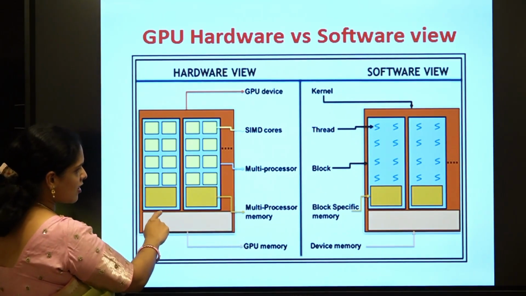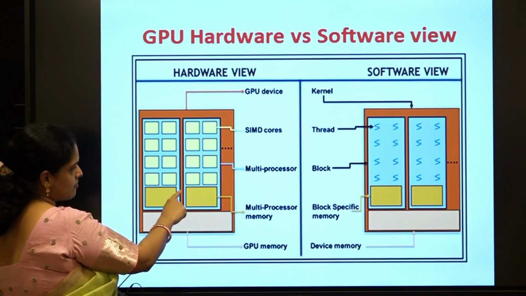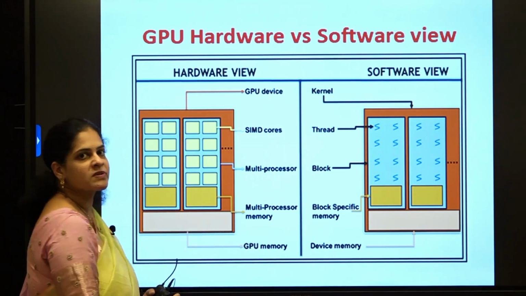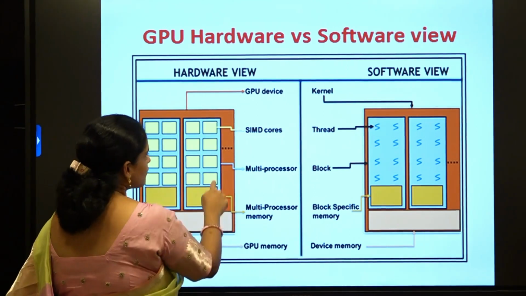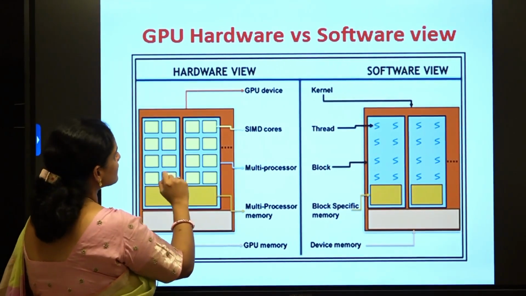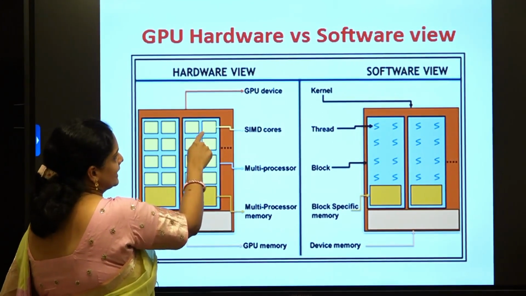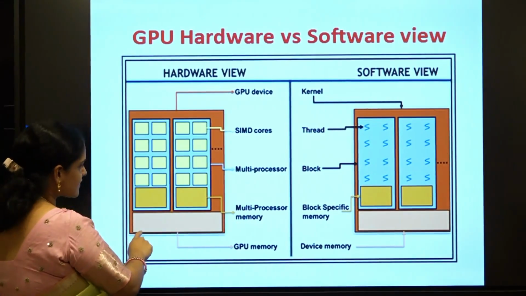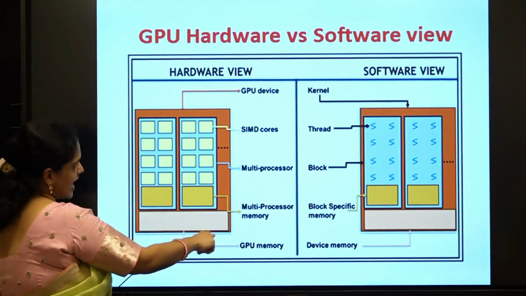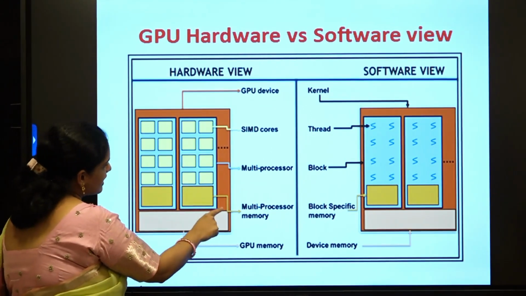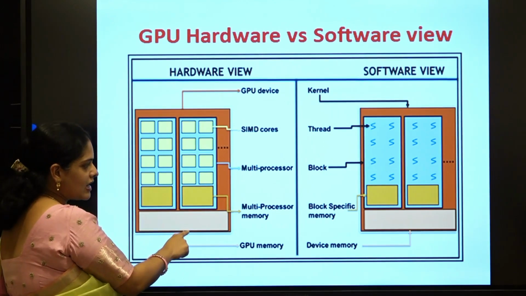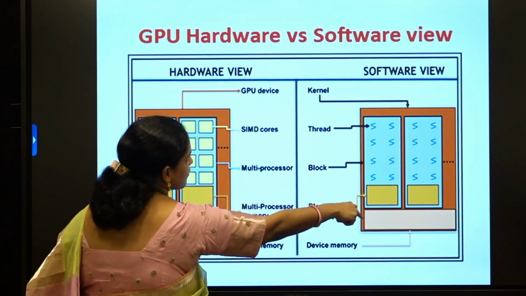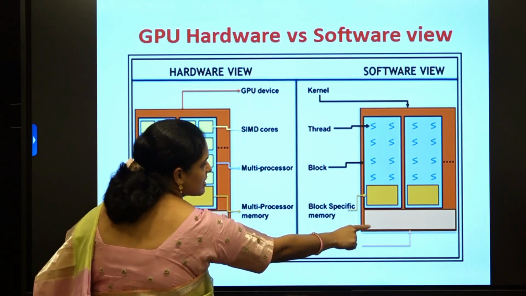In terms of memory, each memory pertaining to the multiprocessor we call a multiprocessor memory. In software we call it block-specific memory. Next, coming to the cores which are present internally in a multiprocessor, we call them cores. Here we refer to them as threads. Next, coming to the GPU memory: if you consider this as an entire GPU device, this memory we call the GPU memory, and in terms of software, since this entire GPU is called a device or a kernel, we call this memory the device memory.